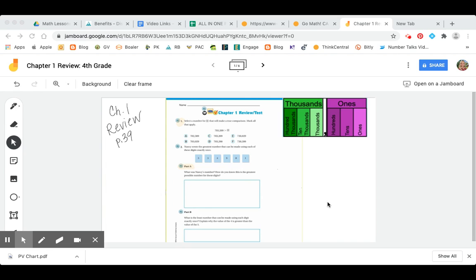Mark all that apply. I am going to think about this number right here, 703,209. I know that number has to be greater than whatever number I choose. So, in essence, the number I choose has to be less. Kids, right now, I want you to think about what numbers you could knock off the list right away. What numbers are definitely not less than 703,209? Take a moment to think.